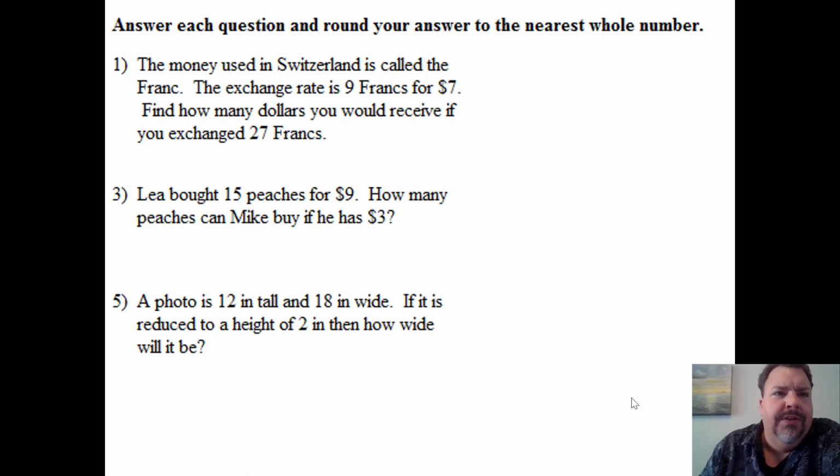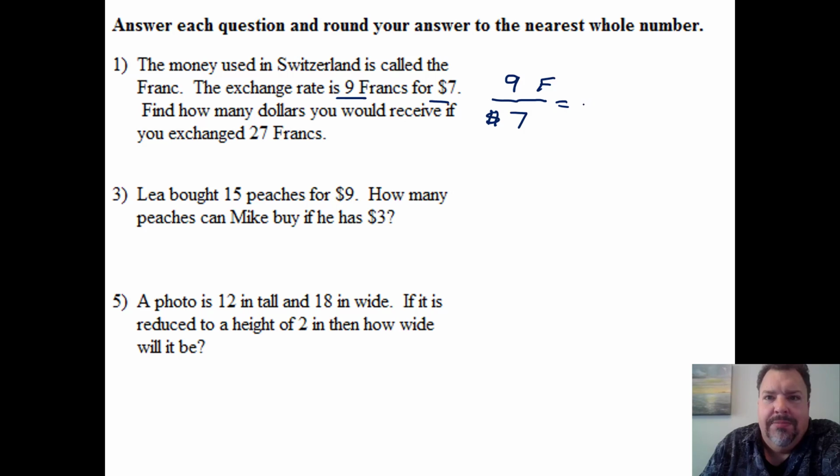So here's a couple examples. So we'll just look at a few of these. The money used here in Switzerland is called the franc. The exchange rate is 9 francs for $7. How many dollars? Find out how many dollars you would receive if you exchanged 27 francs. So the first thing here gives us an exchange rate. It even says that, so we can use that as one side. And when we're setting up the rate here, it might help to put the units on here. So we got 9 francs, and then we got $7.